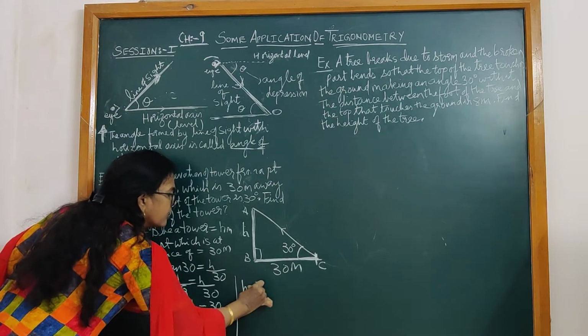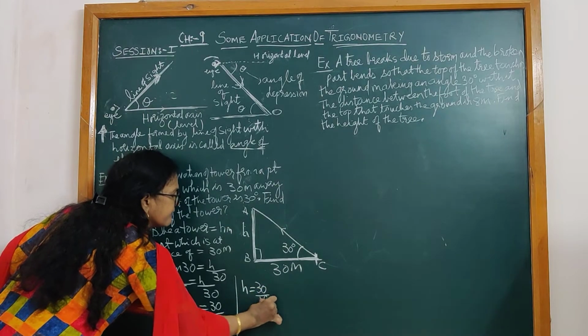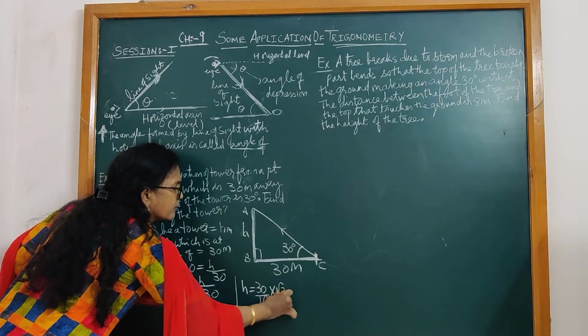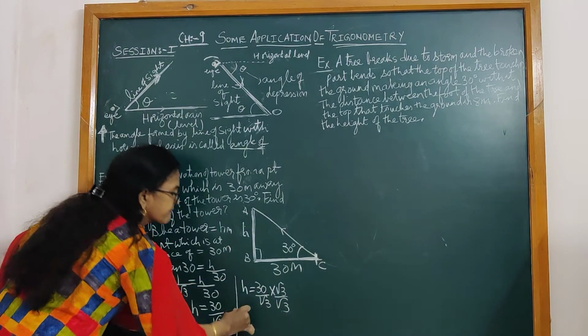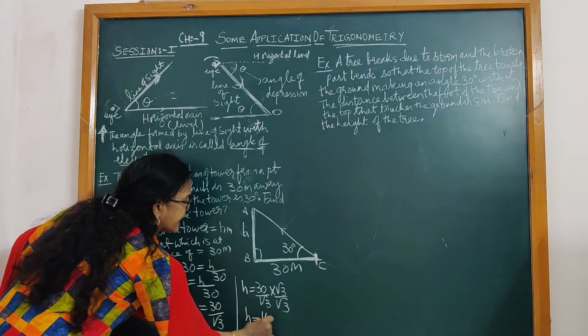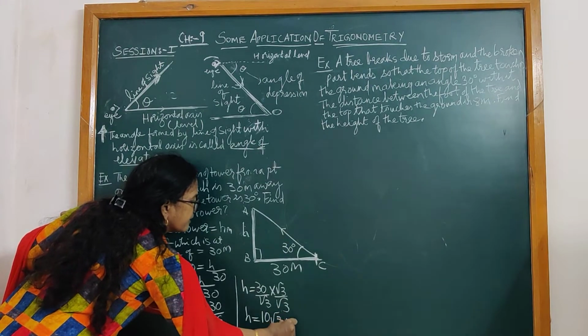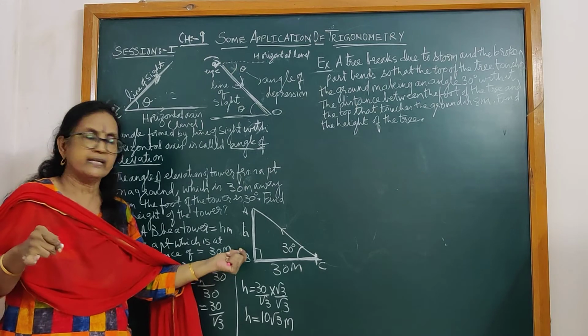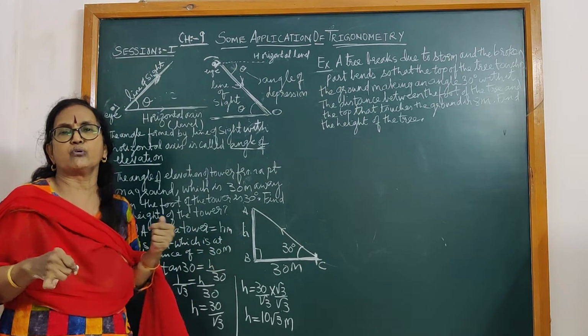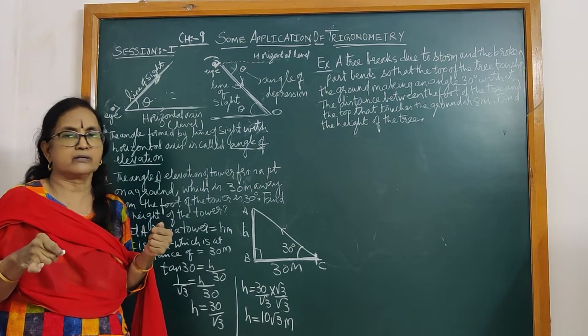H is equal to 30 upon root 3. We will rationalize with root 3 upon root 3. So root 3 into root 3 will become 3. So we will cancel it. So it will become 10 root 3 meter. You have to write the units. So we found out, by using this, the height of the tower.